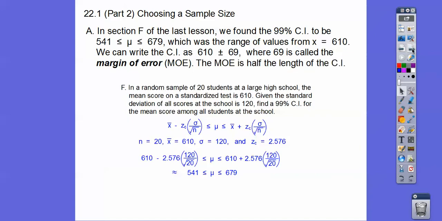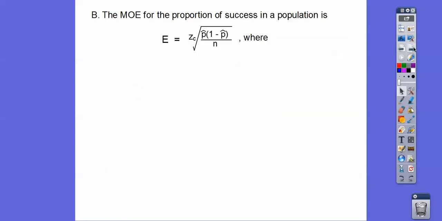The margin of error is always half the length of whatever the confidence interval is. This confidence interval is, what's that, 138, so if we take half of that, that's going to be 69 right there. So we're going to use that information to create sample sizes. So the margin of error for the proportion of successes in a population. Now this is just this stuff right here.